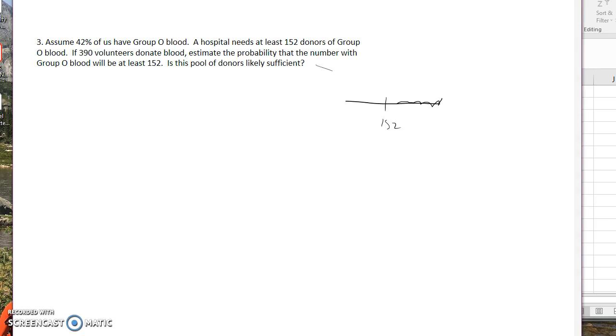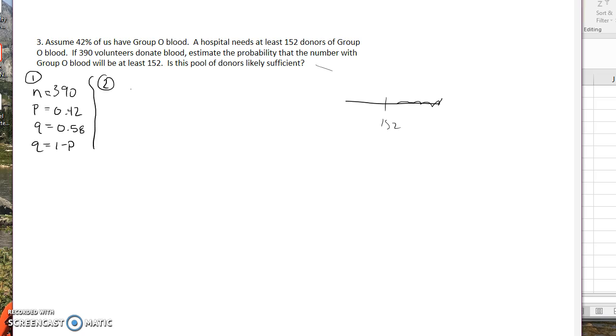So let's see if we can figure it out. I don't see a mean and standard deviation, but let's start with step one, which is, do I have an N? Well, yeah, I have 390 donors, right? How about P? P would be the probability of success. That would be getting a donor who has group O blood, which would be 0.42. And then finally Q would be what? 0.58. Remember, Q is equal to 1 minus P. 1 minus 0.42 is 0.58.